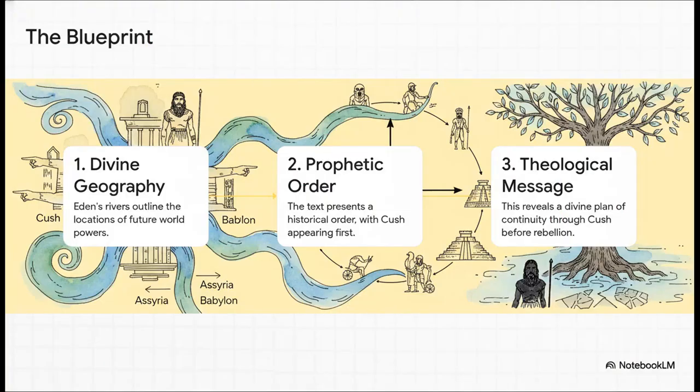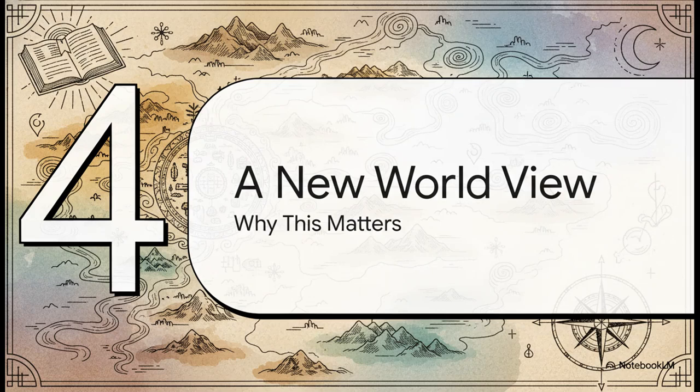It kind of works in 3 steps. First, you've got the divine geography that lays out the major players: Cush, Assyria, Babylon. Check. Second, the text gives us a prophetic order, putting Cush first in line. And third, that combination delivers this incredibly powerful theological message. There's a divine plan of continuity running straight through Cush that was established before other world powers rose up out of human division and rebellion. So, okay, why does any of this matter? Well, it offers a totally new perspective on these ancient stories, right? It really changes how we see the connection between geography, history, and maybe a divine purpose.